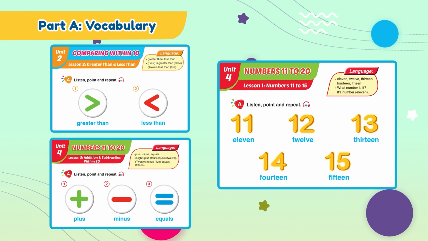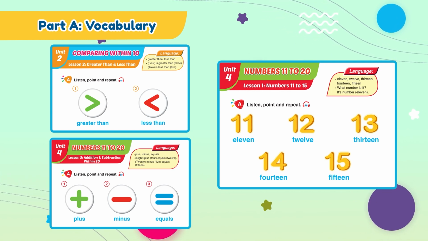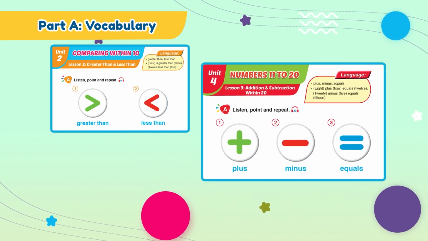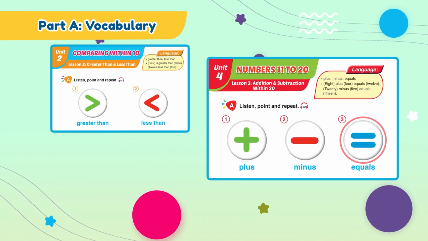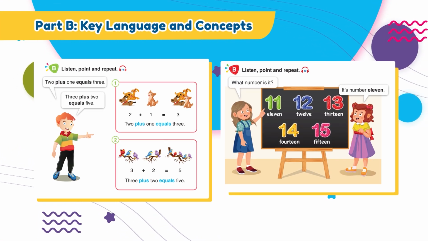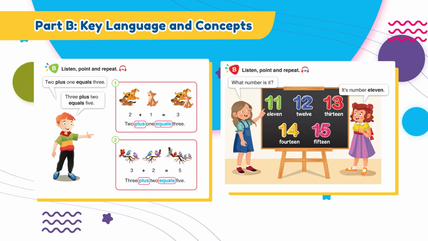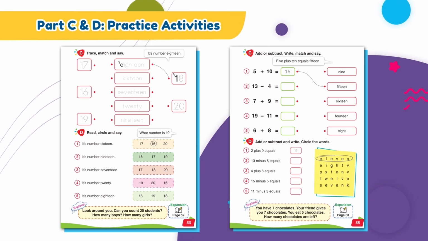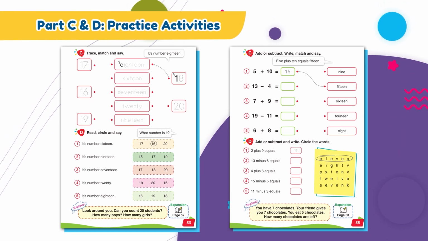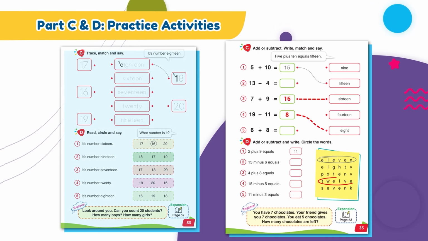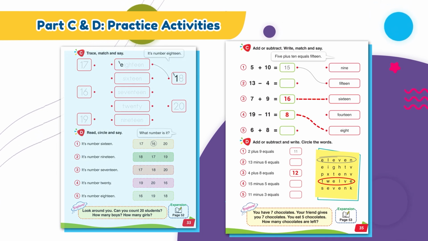Part A, Vocabulary, providing keywords with supporting flashcards and audio. Listen, point and repeat. Equal to. Part B, Key Language and Concepts, with audio and keywords highlighted. Practice activities, a variety of activities to reinforce concepts and practice key language, including matching, tracing, calculations, and word problems.